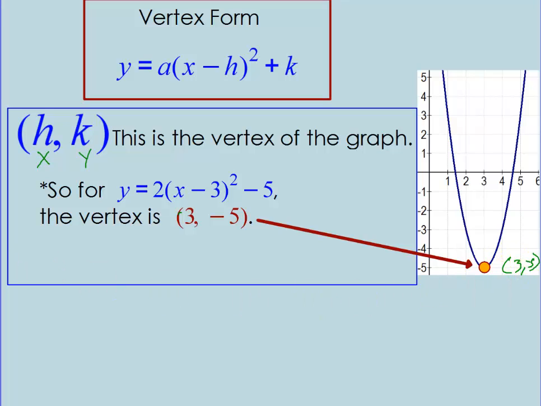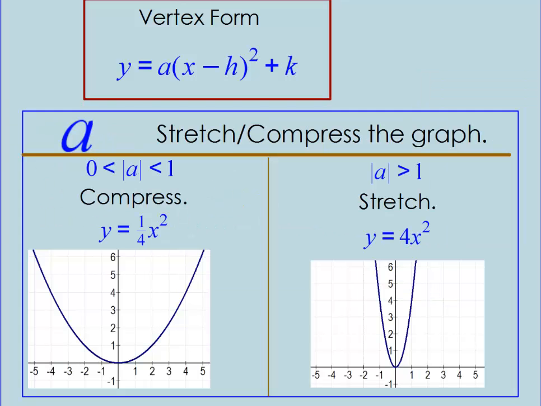Another thing about the vertex form is the a coefficient. The a coefficient stretches and compresses the graph. So if the absolute value of a is between 0 and 1, so it's like some fraction, it'll compress the graph. That makes it smaller or fatter. So in this case, y equals 1/4 x squared. This graph's a little wider than usual.